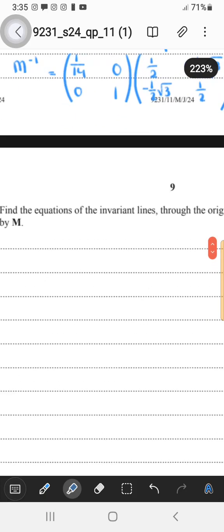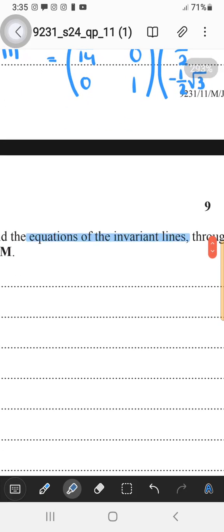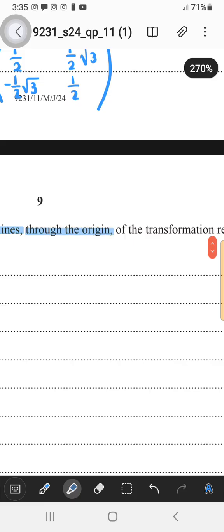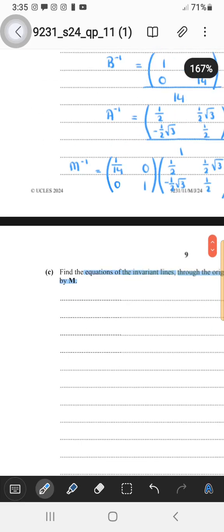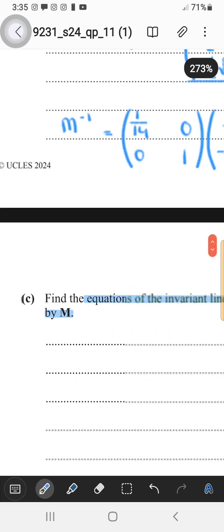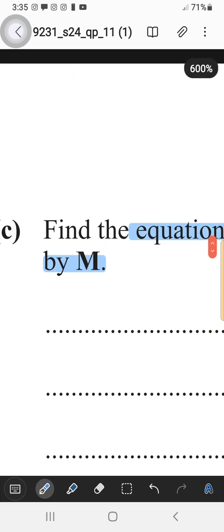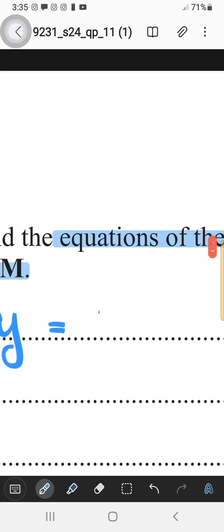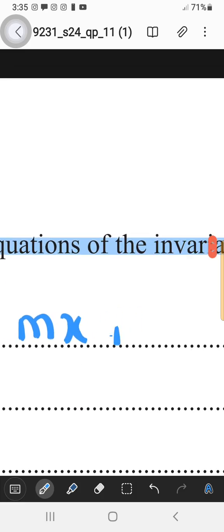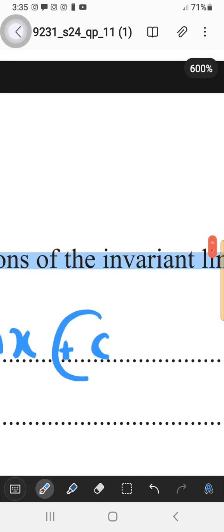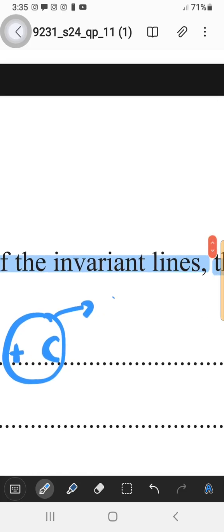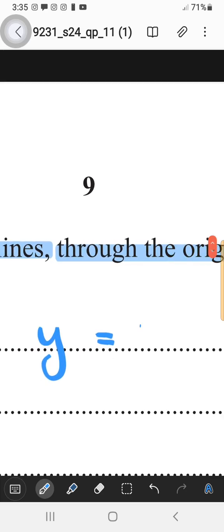In part C, the question is saying find the equations of the invariant lines through the origin of the transformation represented by M. So these three things are important. Equation of invariant lines. Invariant lines are basically straight lines. So it is y equal to mx plus c. Then the question says through the origin. When it passes through the origin, this becomes 0. So our equation will be y equal to mx.